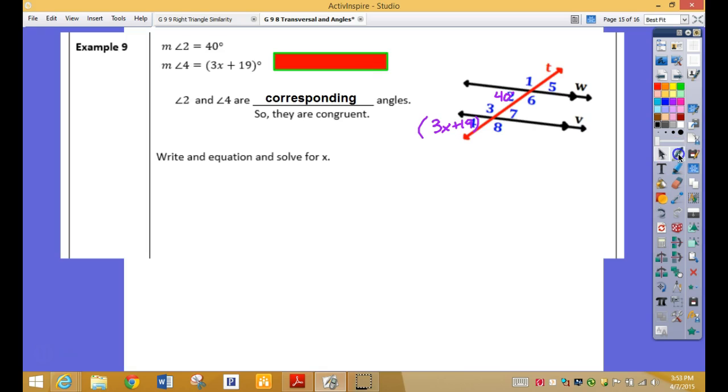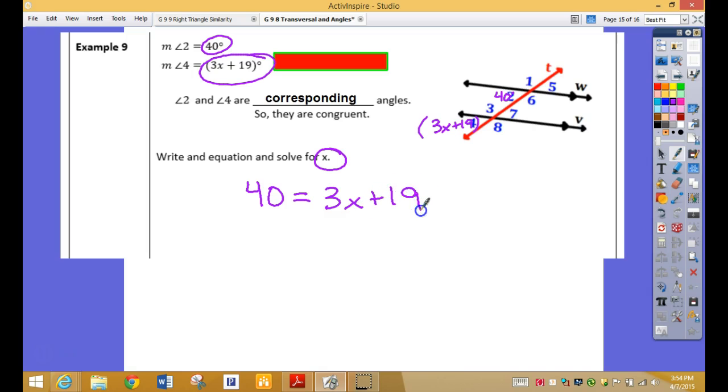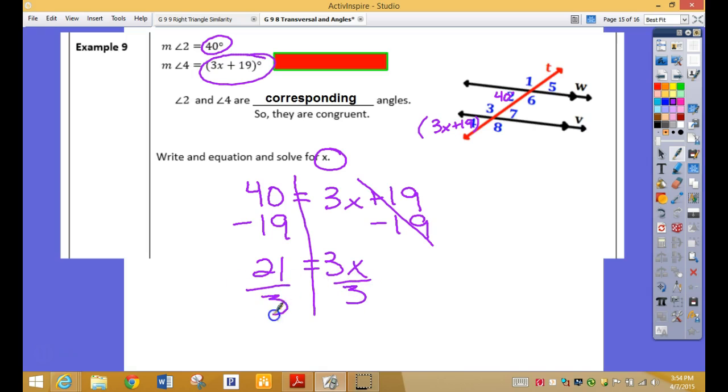Well, if they're congruent, we know that they are equal to each other. So they want us to solve for x. I know they're congruent because they're corresponding. So I know 40 degrees equals angle 4, 3x plus 19. Draw your line, solve your equation. Minus 19 from both sides. Now I have 3x equals 21. Now, finally, divide by 3, x equals 7.